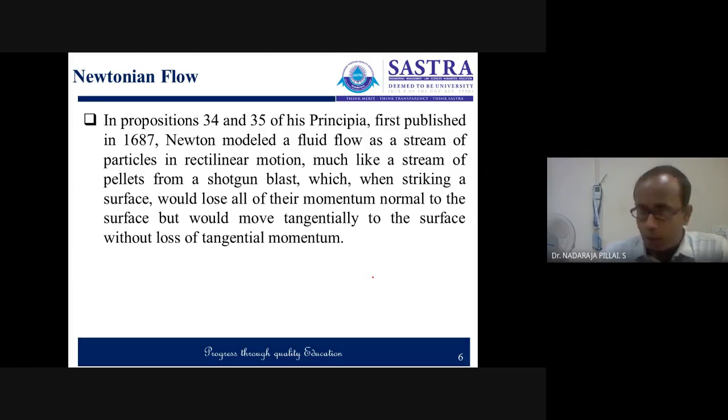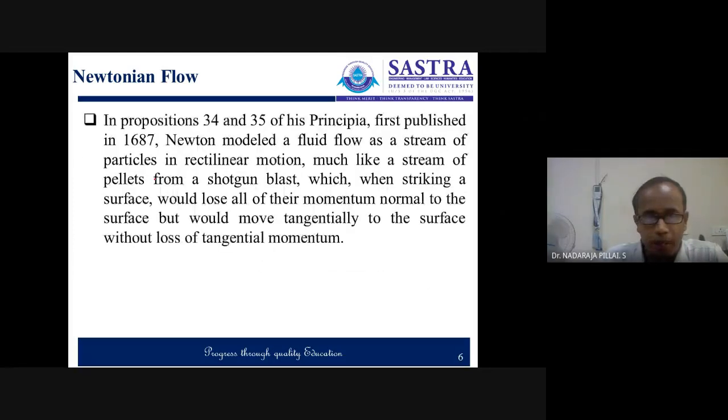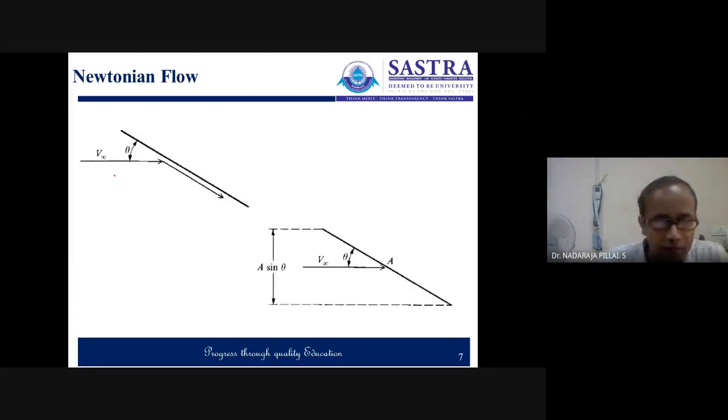In propositions 34 and 35 of his Principia, published in 1687, Newton modeled the fluid flow as a stream of particles in rectilinear motion. It is almost like pellets from a shotgun. When a particle strikes the surface, it would lose all its momentum normal to the surface and move tangentially to the surface without any loss of tangential momentum. So here we can model that, right?